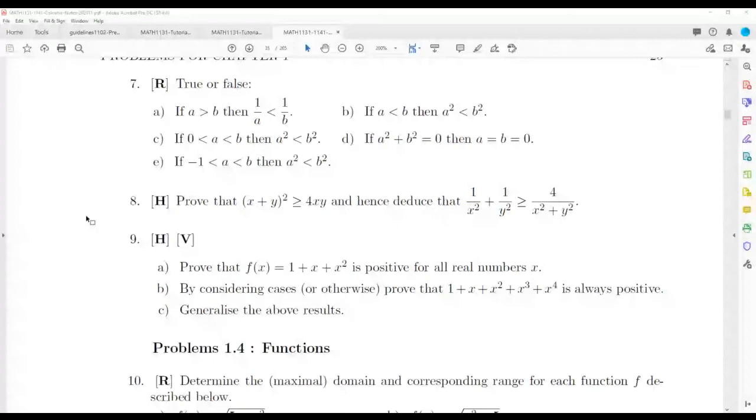Okay, so I wanted to look at this one first. The H means it's hard, so I think it's okay for this kind of tutorial. But let's look at it first. You want to prove the following, and then you want to use that to prove another inequality. So the first thing, let's look at this first, and I'll actually do something in Maple, and I think you'll like it. And then we can worry about the second part in a minute.